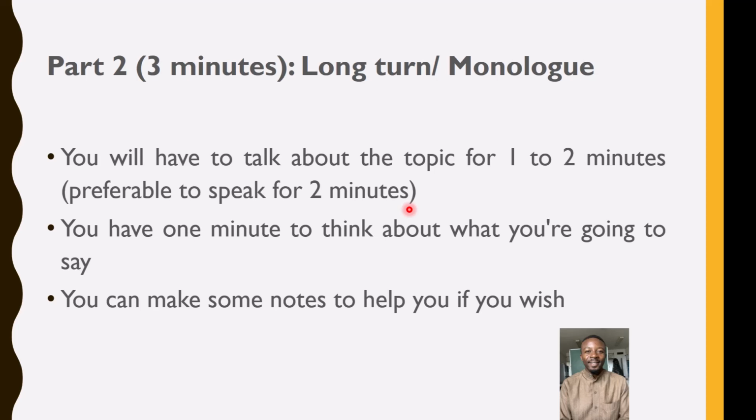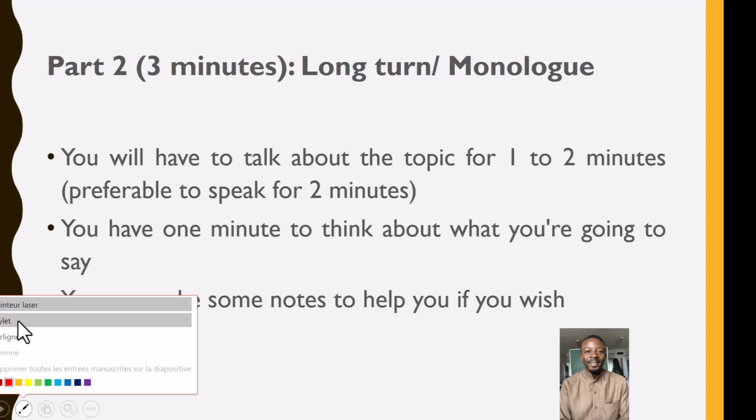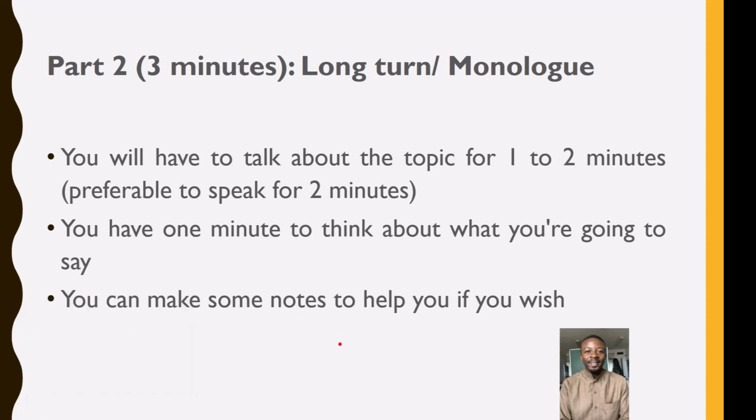Now, preferably, it is better to talk for 2 minutes. Why? Because you will not see the time. You won't see the countdown. Only the examiner sees the countdown. So it happens that sometimes candidates get to talk for 30 seconds, and it feels to them like they have been speaking for the past 5 hours, okay? So they stop thinking, all right, maybe they're around 1 minute or 1 minute 30 seconds or so.